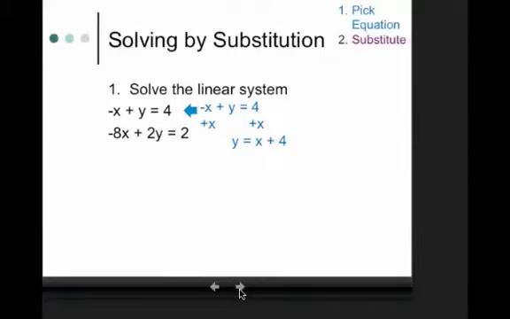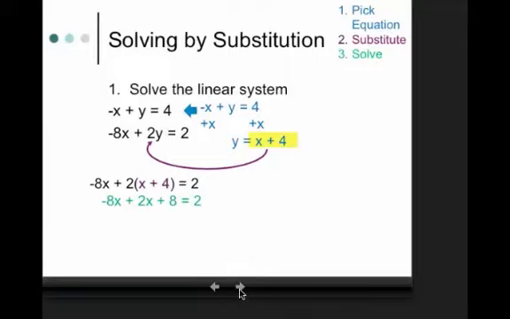Step 2, I need to substitute. So I'm going to take this lovely equation here and plug it in for y, because y equals x plus 4. Now I'm going to solve this multi-step equation with my substitution. You still need to remember all the other algebra things that I've taught you. Your first step is to distribute that 2 onto each piece. The second step is to combine like terms.